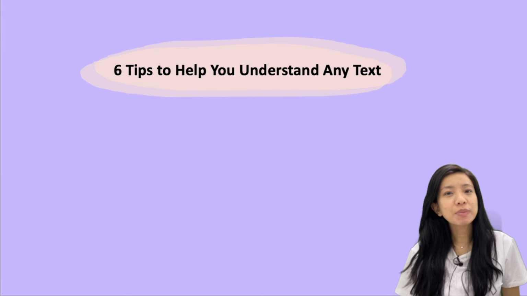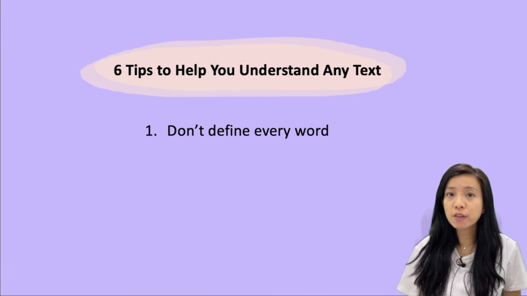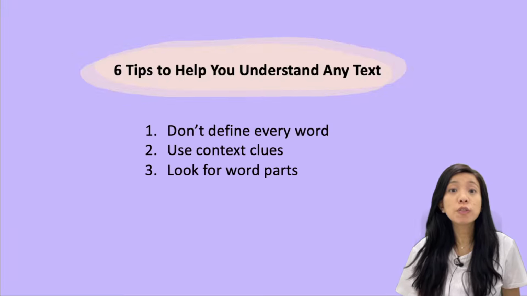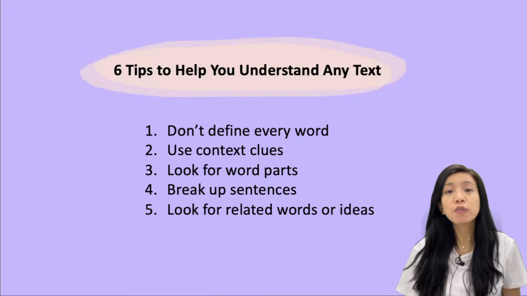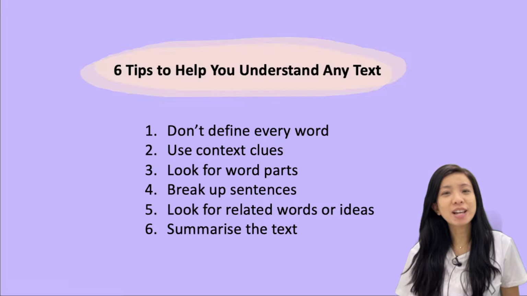Okay, so let's recap the 6 tips that I've gone through today. The first one is don't define every word. Use context clues. Look for word parts. Break up sentences, look for related words or ideas, and summarize the text.